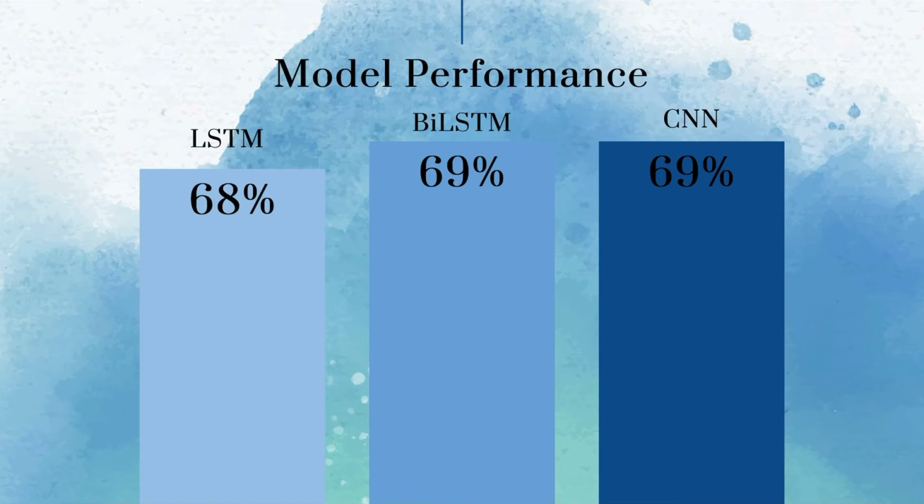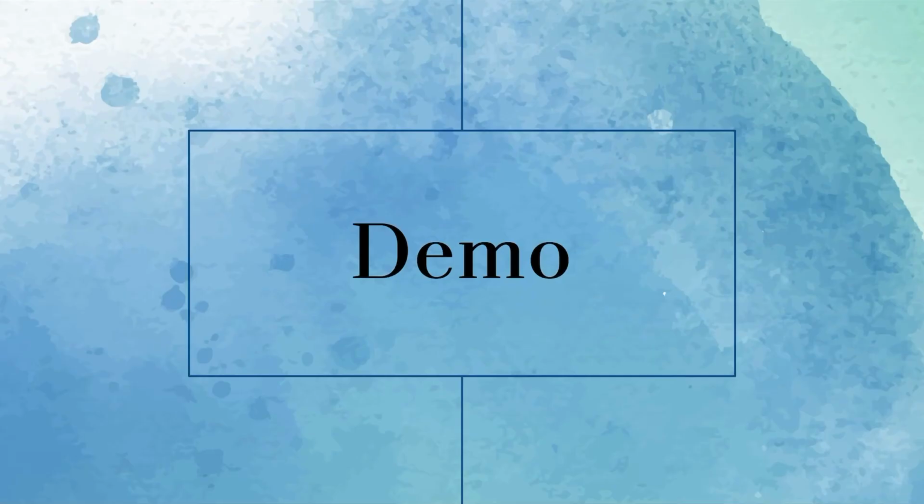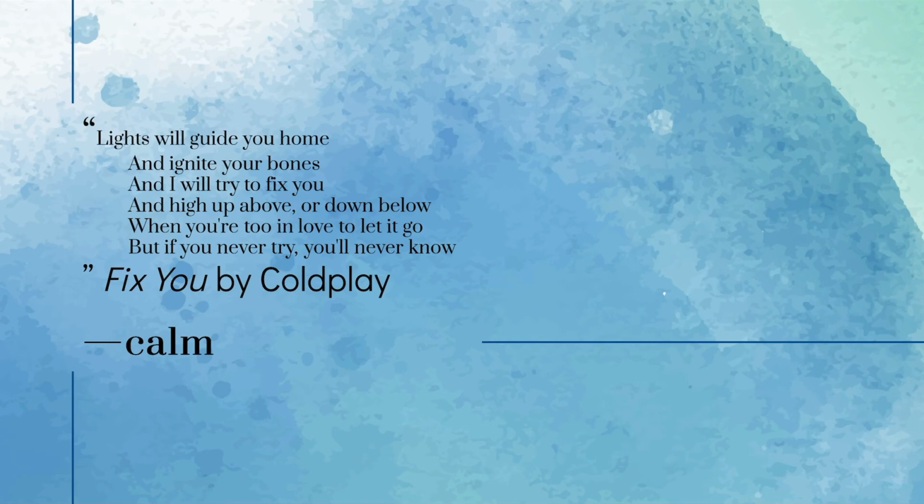Our models performed as follows, where the LSTM scored 68%, the bidirectional LSTM scored 69%, paired with the neural network that also scored 69%, slightly under due to the lack of angry data. So let's see our models in action.